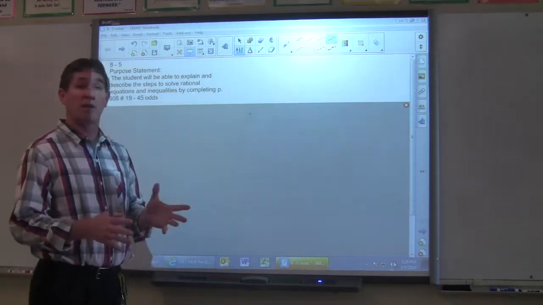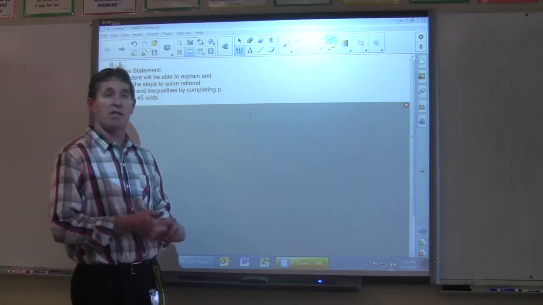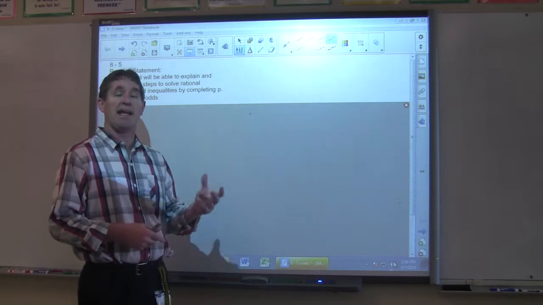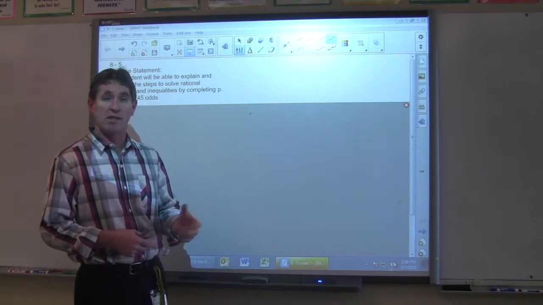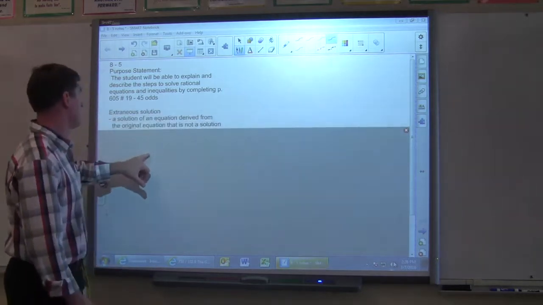Today we've been working with simplifying. We did multiplication and division of rational expressions, and then we did addition and subtraction where you had to find the common denominator. Today's kind of a combination of the two.